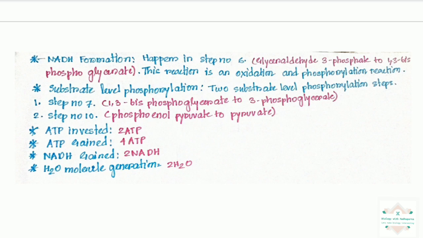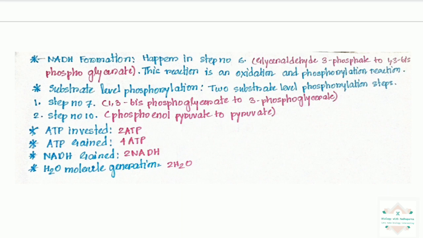Next point is NADH formation. If you look into this glycolysis pathway, you will see NADH formation happens in step number 6, where glyceraldehyde 3-phosphate is converted to 1,3-bisphosphoglycerate. This reaction is an oxidative phosphorylation reaction.